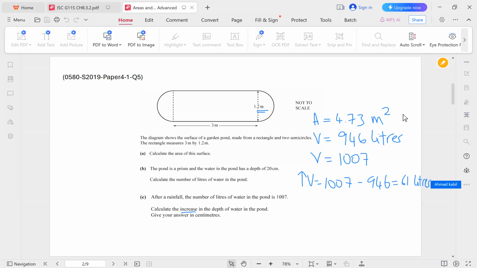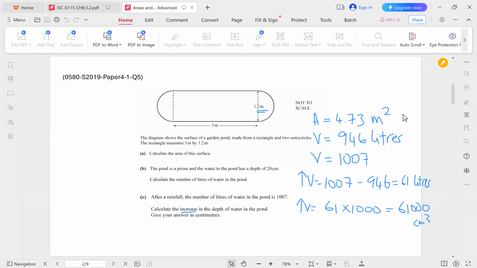They want the answer in centimeters. So let's get the same volume, but in centimeters cubed. The increase in volume here is going to be 61, and we said we multiply by 1000 to get centimeters cubed. So we have 61,000 centimeters cubed. This is the increase in volume.